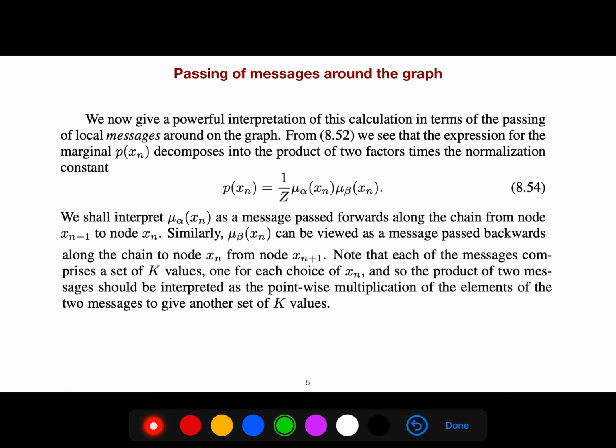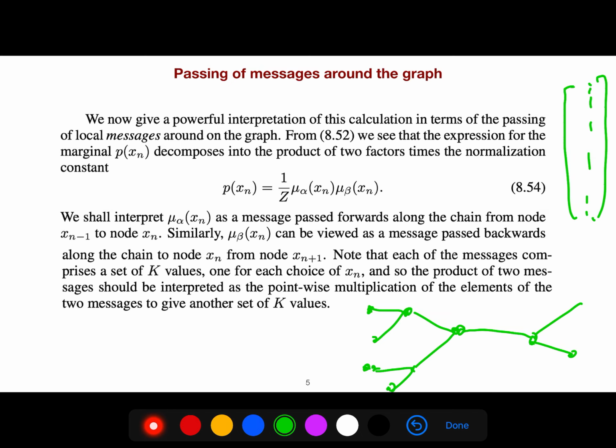We now give a powerful interpretation of this calculation in terms of passing of local messages. Just like in your brain, these messages are passed through the neural networks inside your brain. So it's very intuitive, much more intuitive than those high-dimensional vectors that you do in deep learning. The idea is the same, but now you see that we are just passing some messages, and we are not even differentiating anything. You can think of everything as discrete, because each node in a factor graph is either a simple node or a factor node.